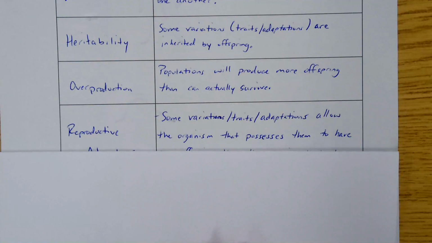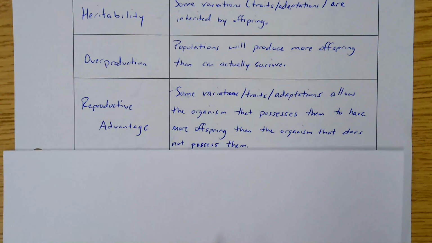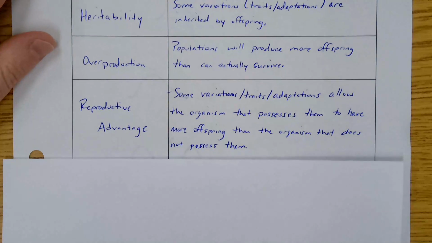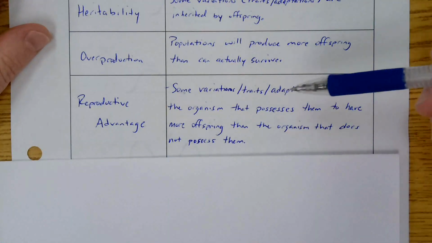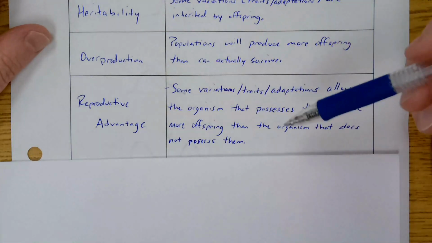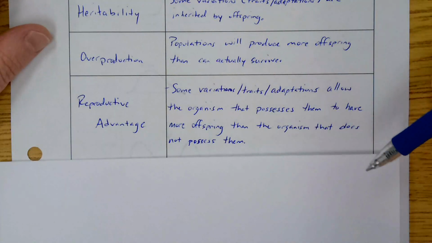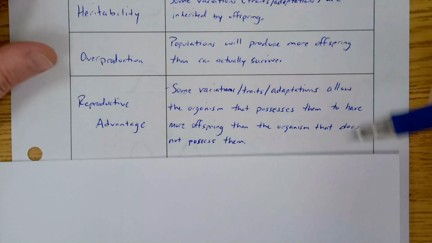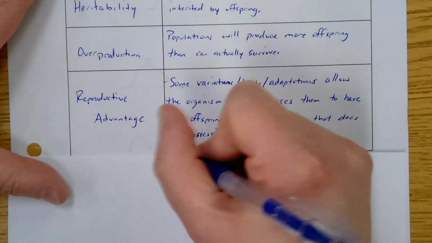The last part of Darwin's theory of natural selection is that some variations or traits or adaptations allow the organism that possesses them to have more offspring than the organism that does not possess them. In other words, this is fitness.